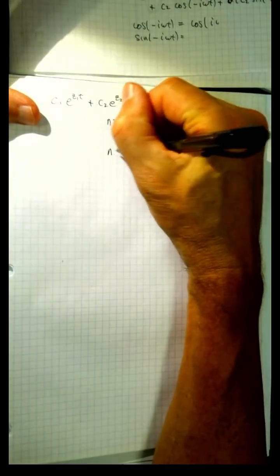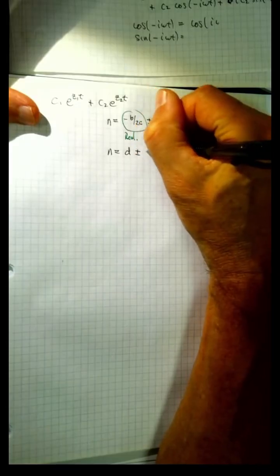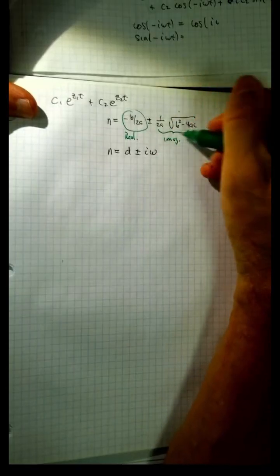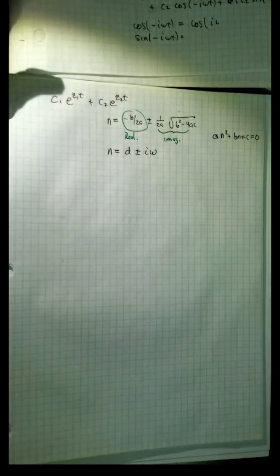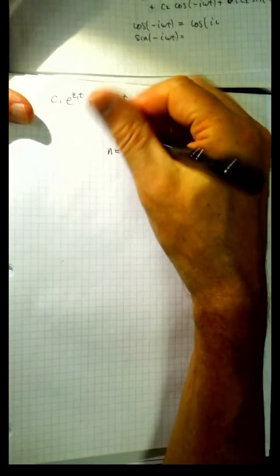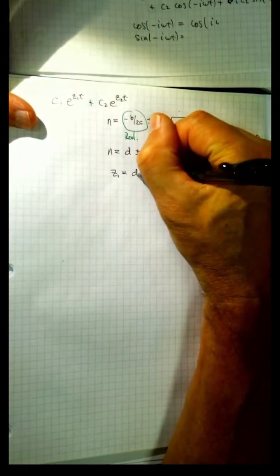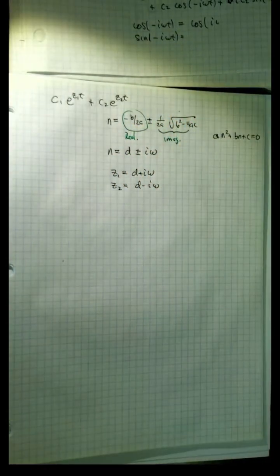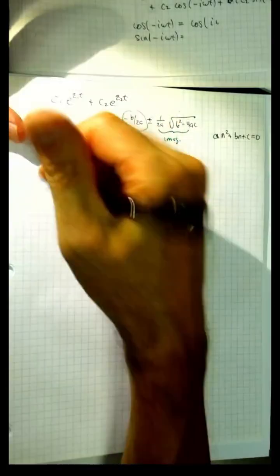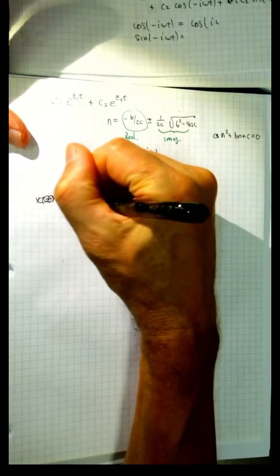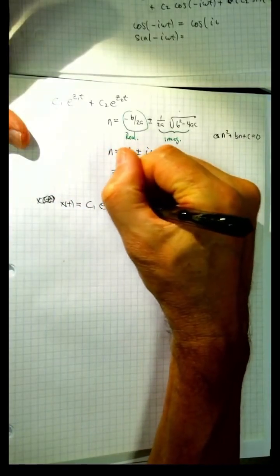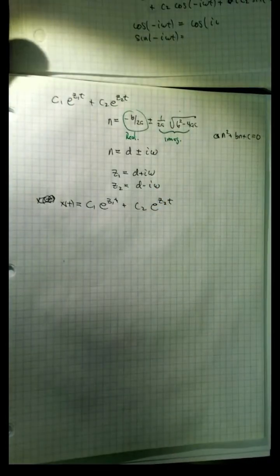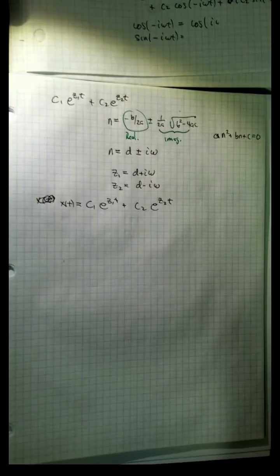So our solution then is going to look like n equals d plus or minus i omega, where omega is going to be what's associated with this, and then d is equal to minus b over 2a. So in this context, my z1 is going to be d plus i omega, and my z2 is going to be d minus i omega. Okay. So the solution to my differential equation is going to be c1 e to the z1t plus c2 e to the z2t. And it's going to be extremely important for me to be able to look at this solution and understand what it means.